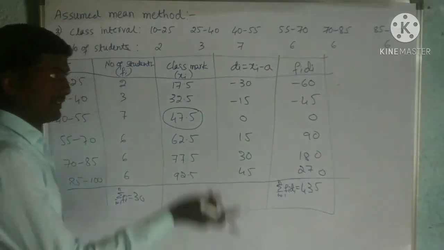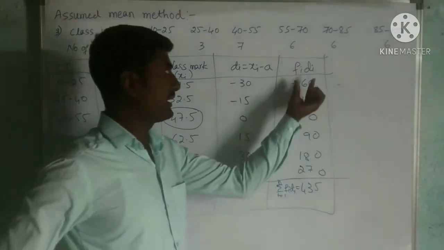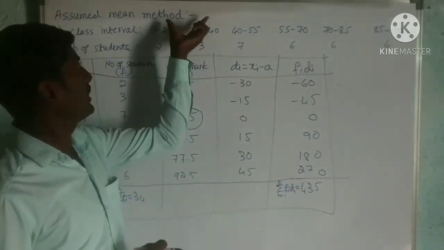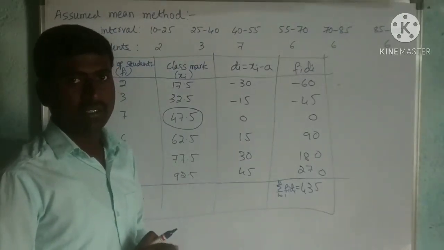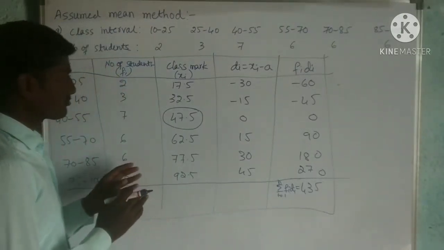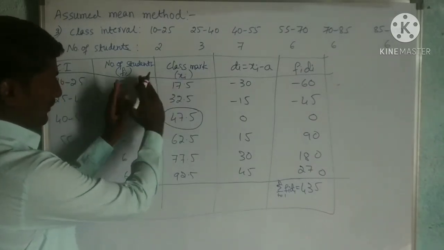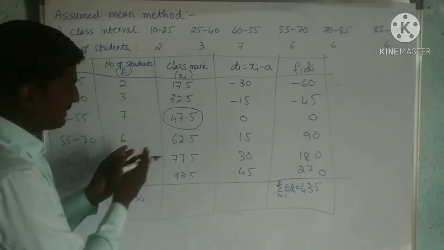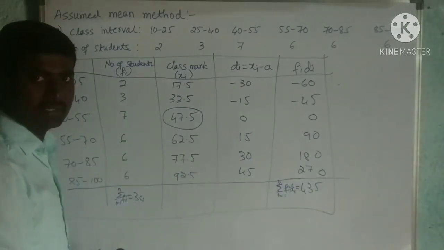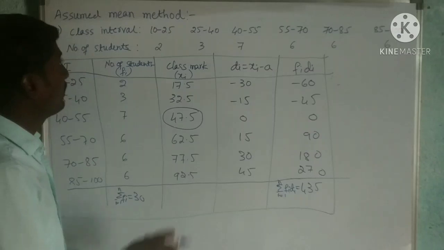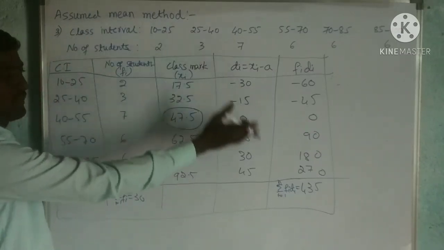So instead of Xi, here we can take it as Fi Di for the assumed mean. Why do we use the assumed mean? If, by the direct method, you multiply Fi and Xi and these two are very big numbers, then the multiplication is very difficult. For that only, the assumed mean method was developed.